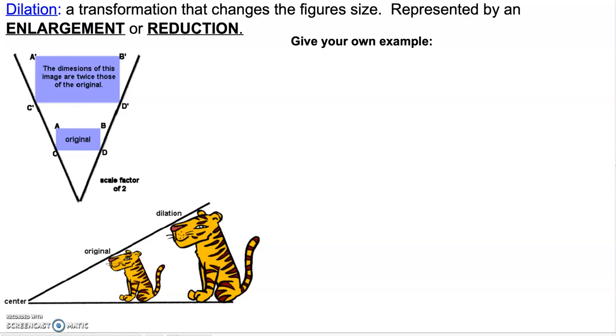Your goal in the assignment today is to be able to match the type of transformation with the kind that it is. So being able to identify a translation, a rotation, a reflection, or dilation.